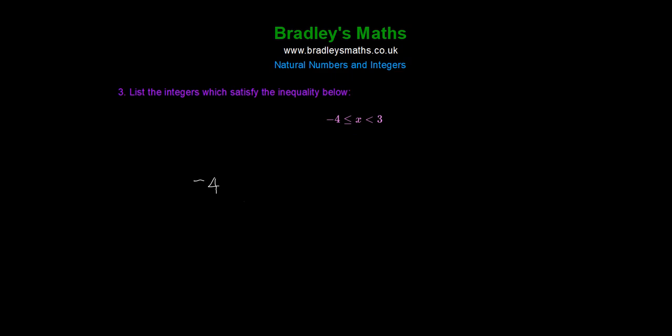Okay, so if we can't be 3 and we have to be an integer, then the next integer down from 3 would be 2. So filling in the gap, here we have -4, -3, -2, -1, 0, and 1 and 2. And that is the list of numbers that satisfy the inequality.